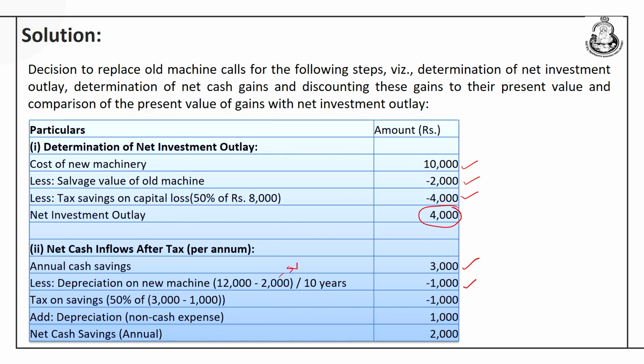There will be tax on saving. So, 50% of 2,000 is rupees 1,000, which will be paid by the company, and that is how we are deducting this 1,000. Then depreciation, being a non-cash expenditure and a figure which does not represent a cash outflow, would be added back. So, here we get the net cash saving as 2,000 for the next 10 years.